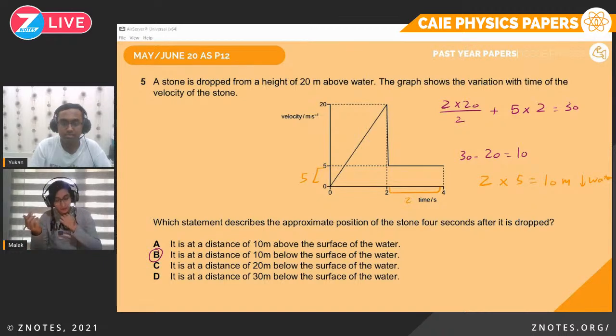Now, if you didn't think of this in the exam, you can calculate the entire distance of the entire journey, this whole thing, and then subtract the distance above water. So if you do that, you would get 30 for the entire distance of the entire journey, minus 20, which is the distance above water, and you get 10 below water. So the distance is 10 meters below the surface of the water. Is that clear?